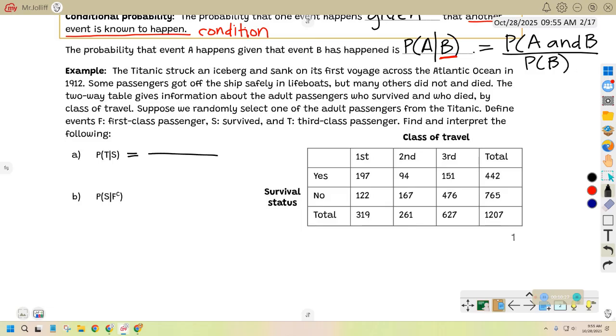So let's start with the numerator of that fraction. Who can tell me the numerator of that fraction? Where is the third class and survived? Birdie, where's my third class and survived? 151, good. And then my condition is survived. Mario, how many people survived? 442, yeah.